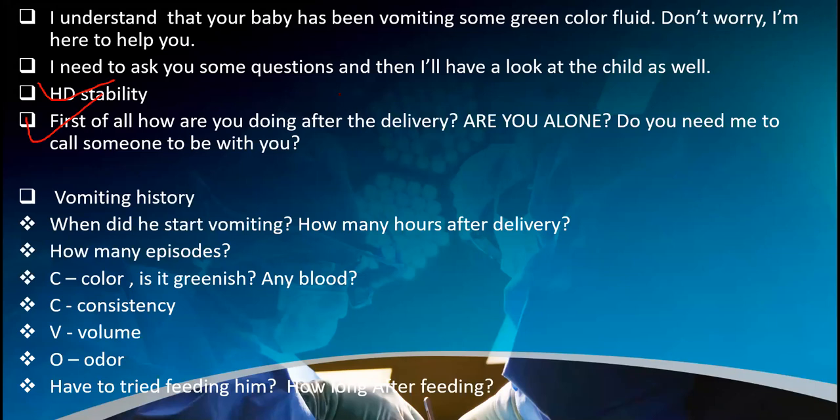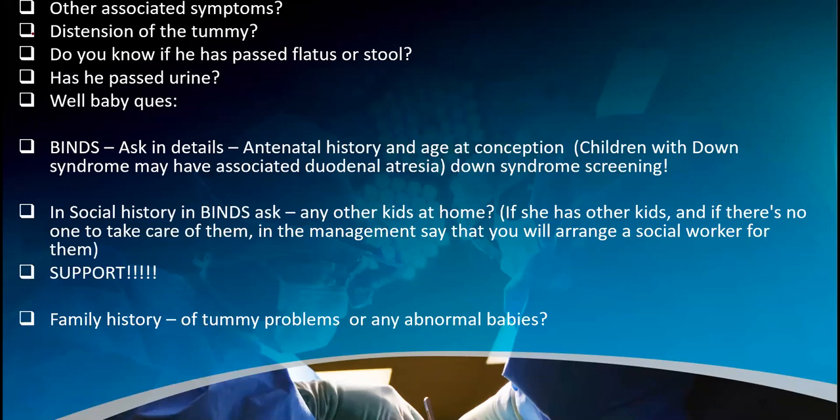So start asking the vomiting questions. When did it start? How many times so far? Color, volume, odor, all those questions. How long after the feeding does the vomiting come? Is it forceful, projectile? All those questions you will ask in here. And then the differential diagnosis will be the same as before. Clear? So all the similar questions you will ask, and then ask about the birth history, the well baby history, and family history of any tummy problems.